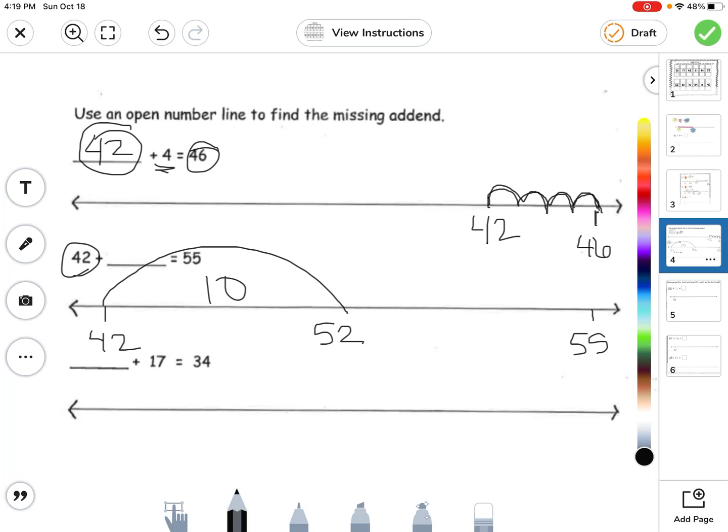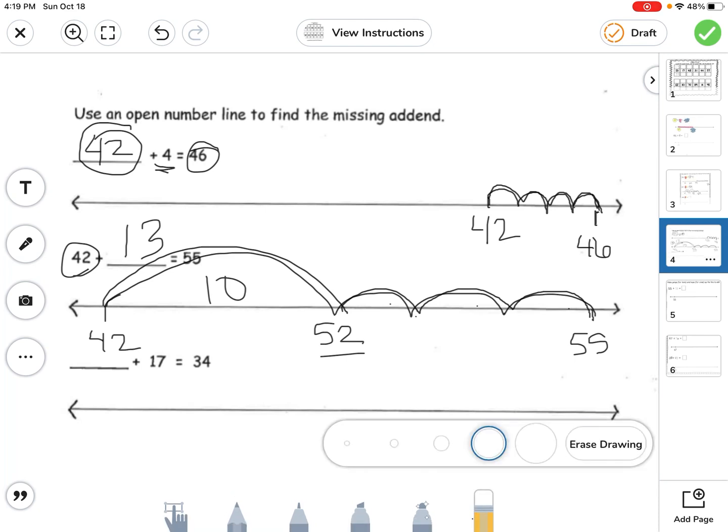So now I know that I'm going to have to make hops in order to get there. So 52, 53, 54, 55. So now I need to know, well, what did I do to get there? I had one jump of 10 and 3 hops of 1. So then we could check it. So we have 10, 11, 12, 13 modeled. We started at 42, so let's see, 42, 52, 53, 54, 55.